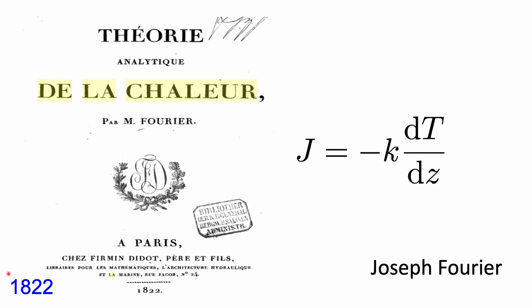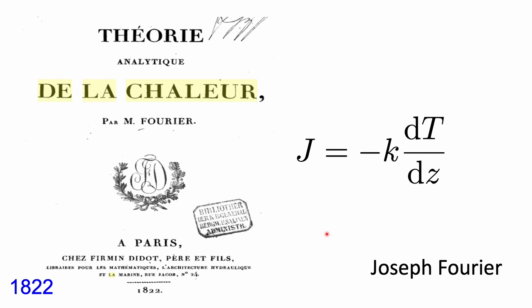And that was back in 1822, and this is known as Fourier's law, relating heat flux to the temperature gradient, and this is the thermal conductivity.